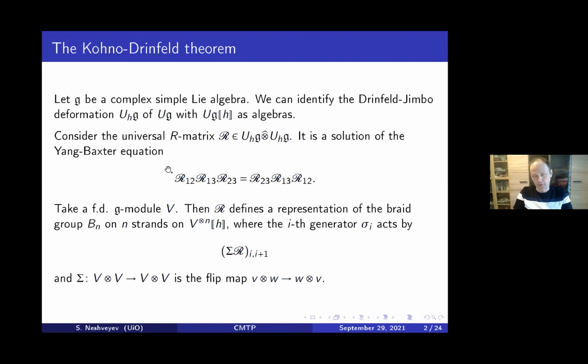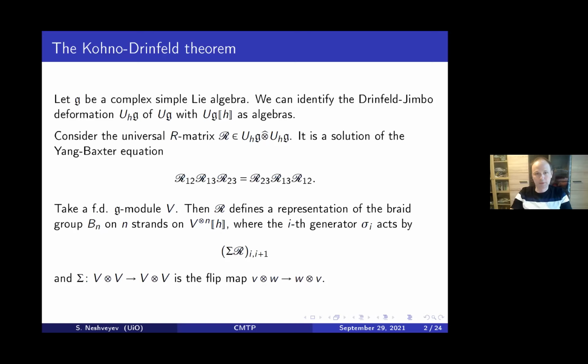Since if we have such a solution, then we can produce representations of the braid group. So more precisely, we take any finite dimensional g-module V, and then we can define a representation of the braid group B_n on n strands on the nth tensor power of V. We have to extend the coefficients to formal power series. So more precisely, the ith generator of the braid group acts on the ith and (i+1)st factors of this tensor product, and the action is by this R-matrix and the flip map.